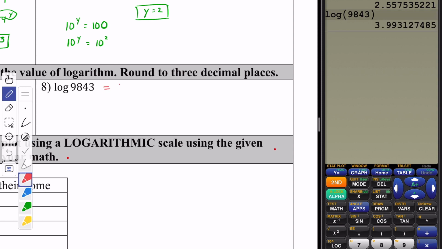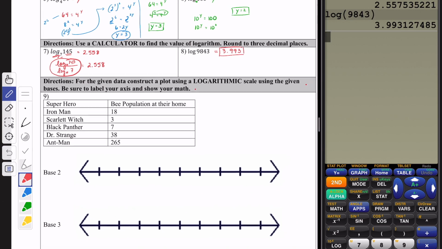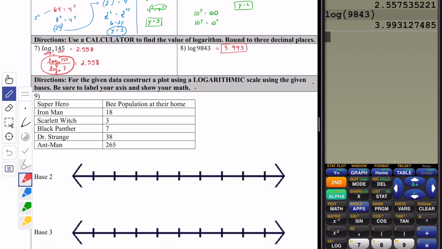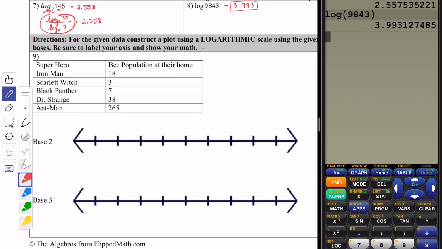Just round it off, that's 3.993, because they want 3 decimal places. For the given data, construct a plot using logarithmic scale. So each one, be sure to label S as scale. We want to do a base 2.